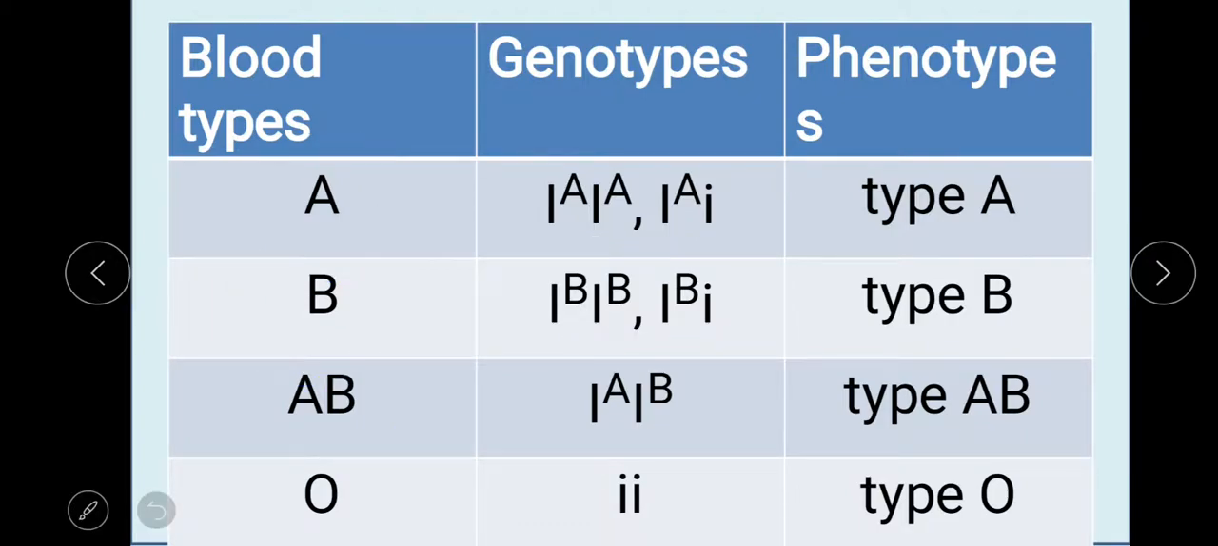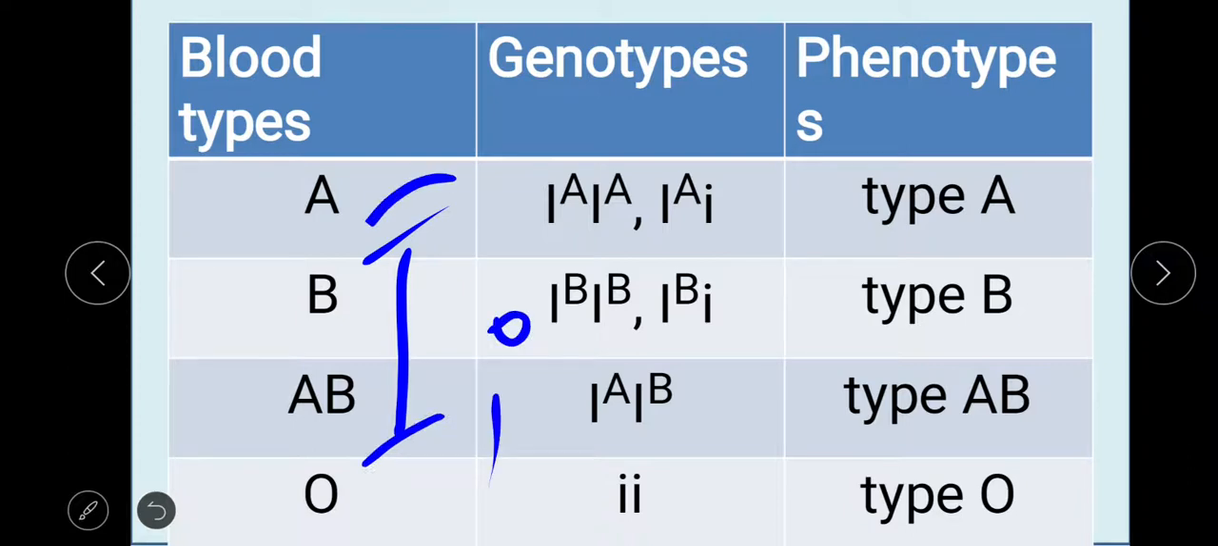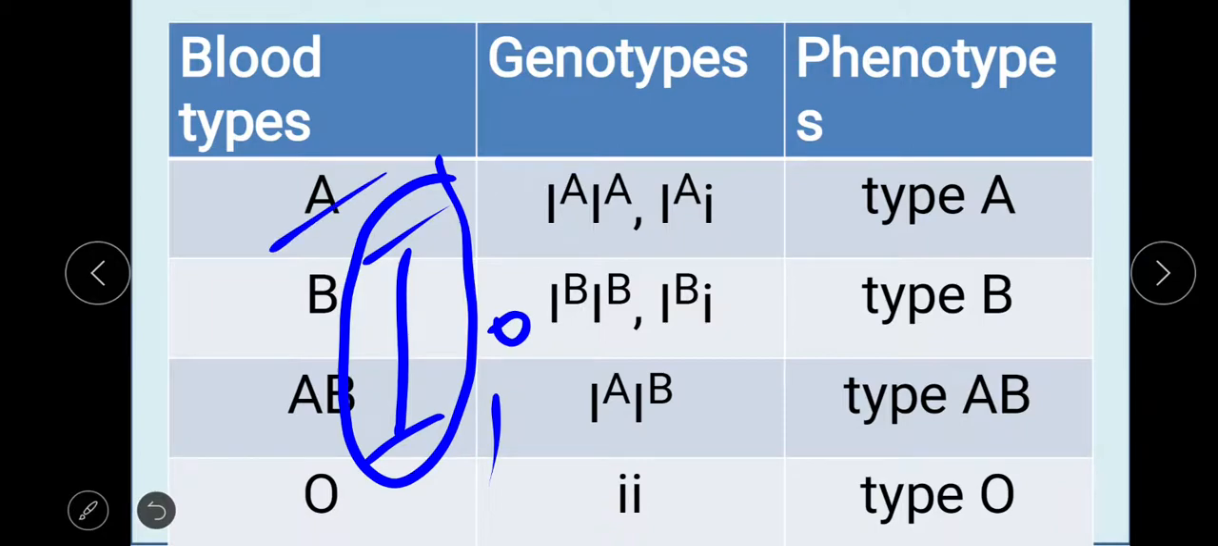You must remember that in the simplest or usual way to write the genotype of blood type, you must also write capital letter I and small letter i. Capital letter I stands for the dominant alleles, which are for A and B, and small letter i stands for the recessive allele, that is for type O.